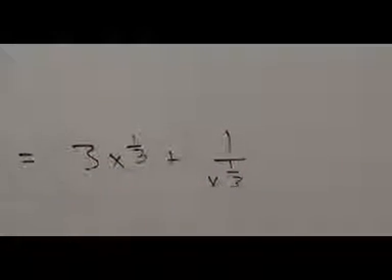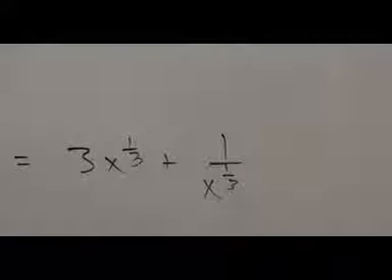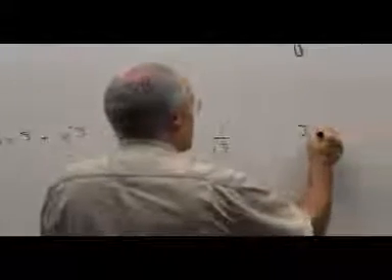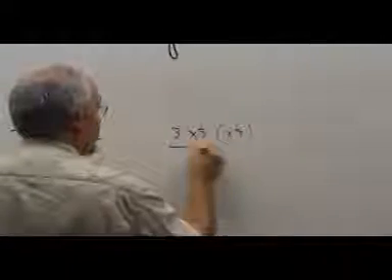You can't cancel. You can see that I can't add these, right? Because this has to have what for its common denominator? It has to have x to the 1/3 as its common denominator. So in order to get that, I have to go 3x to the 1/3 times x to the 1/3.